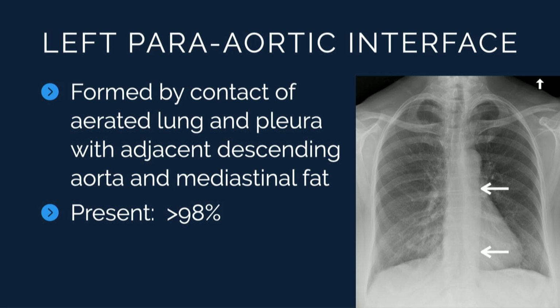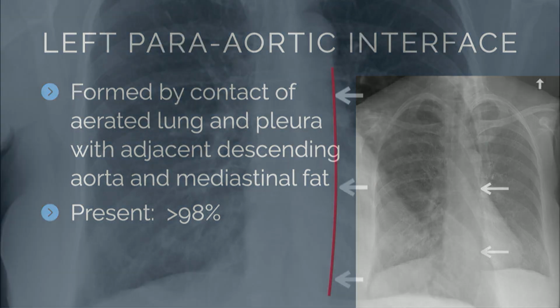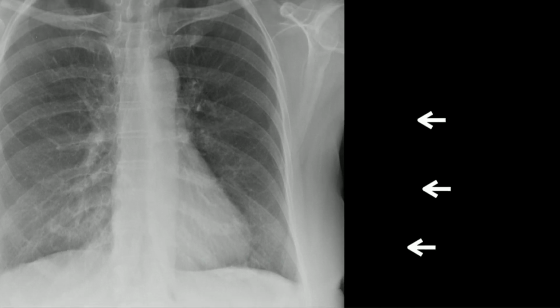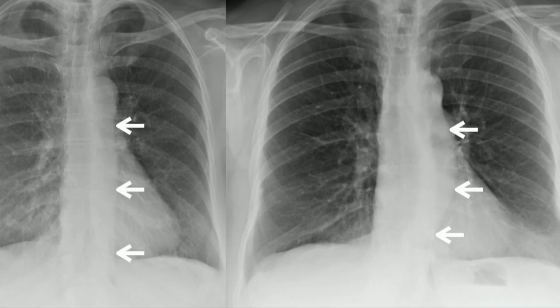So we can see this in most frontal chest radiographs. This interface is formed by the descending aorta and the adjacent aerated lung. And this is what it looks like on radiographs. It's usually pretty well defined. Here we have a different patient where it's a little bit more tortuous, but that's still within normal limits. So there's some variability in its appearance.